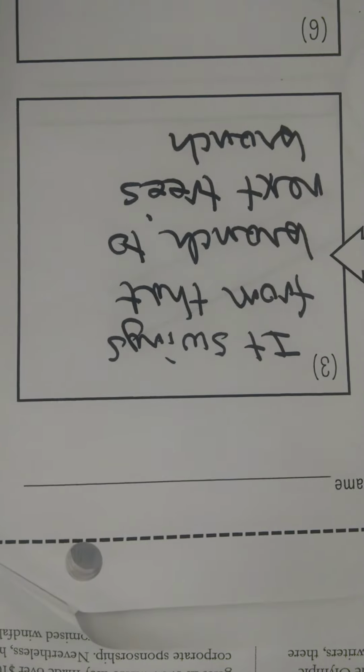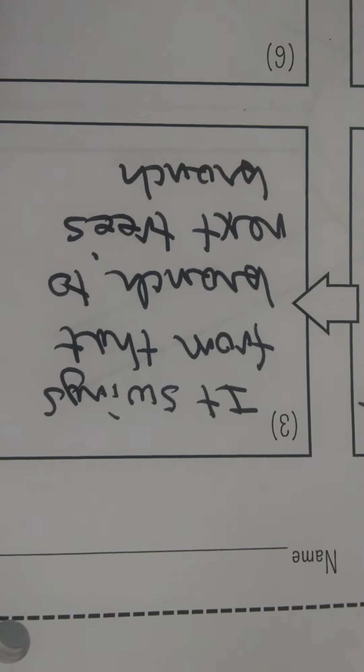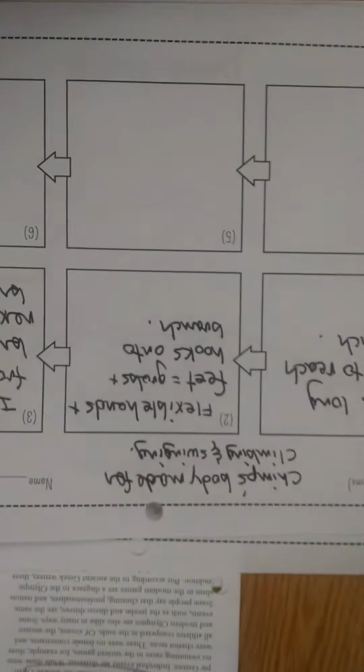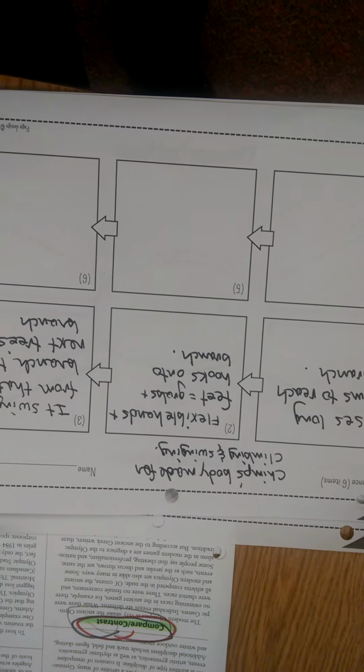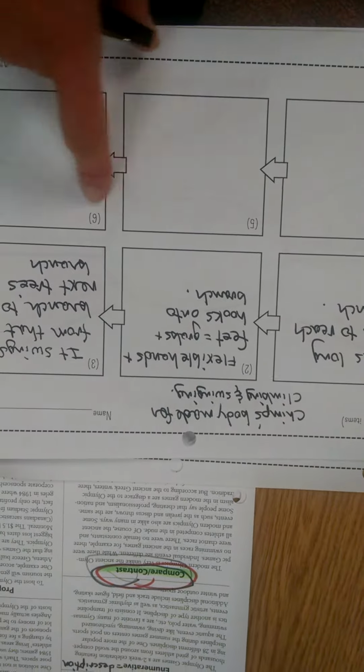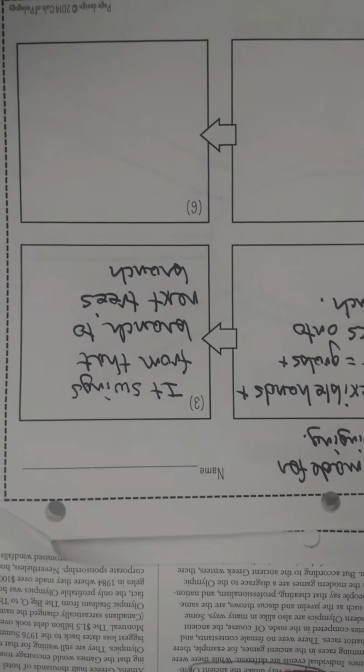Next, or finally, is my signal word. It swings from that branch to another branch of the tree. It swings from that branch to next tree's branch, or to that tree's branch. So there you go. We only had 3 steps in our sequence, which is fine. Some of the articles that you will read may require you to fill in all the boxes.